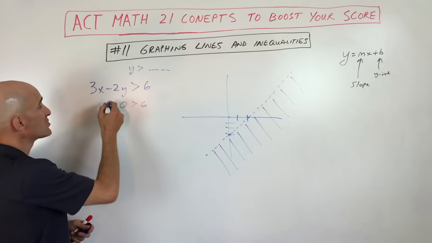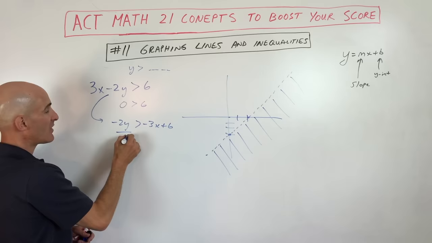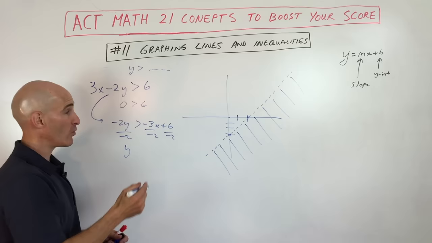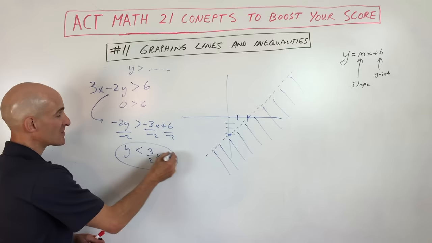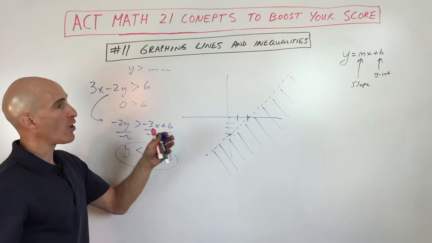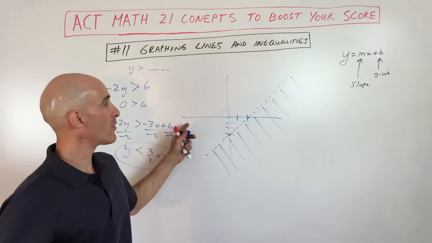The other way you can approach this is you can rearrange this. You can say, all right, I'm going to subtract 3x from both sides. I'm going to divide everything by negative 2 to get the y by itself. But remember, when you multiply or divide both sides of an inequality by a negative number, what happens to the inequality sign? It flips. It changes direction. So now you can see this makes sense. This is why we're shading straight down below the line, because y is less than. So a couple different ways to approach graphing inequalities, but again, you might want to review how to graph lines, the slope-intercept form, and graphing inequalities, and this is something that's tested on the ACT.